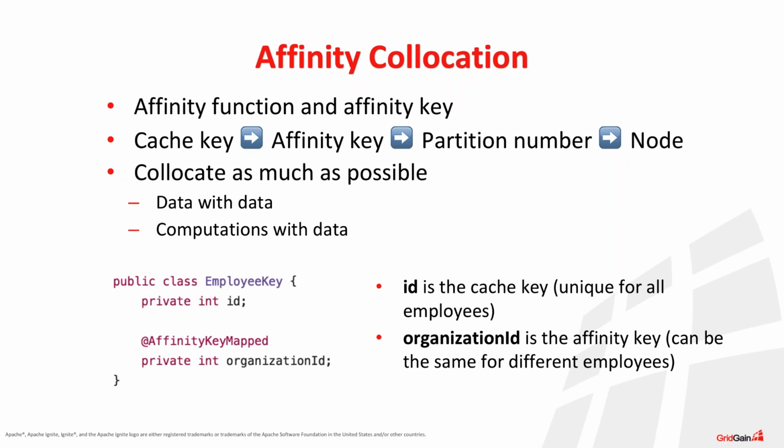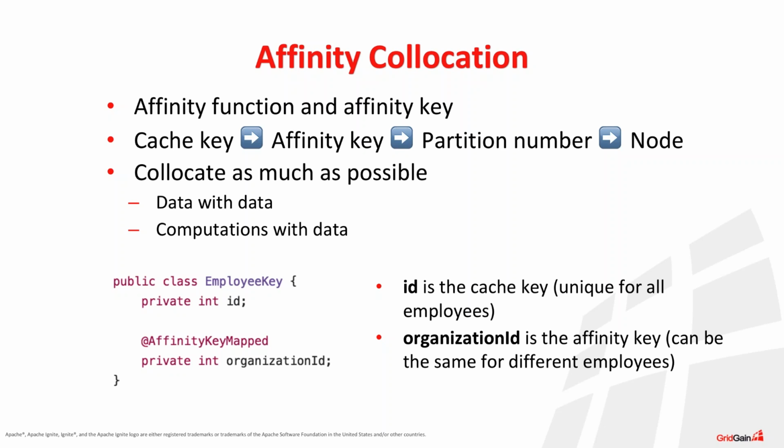This can give you a lot of improvement. For example, if you want to run some computation that calculates the average for this organization, like average salary of all employees in this organization, you can send a computation to that node. You will have all the employees locally, and you will execute the computation really fast.